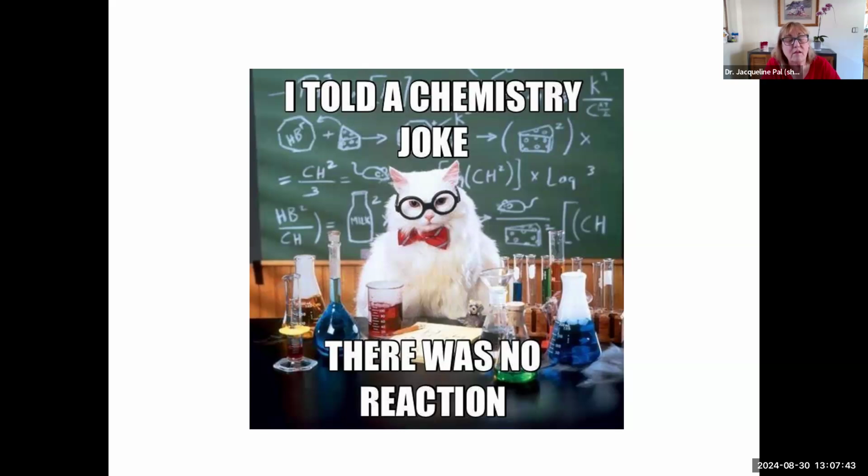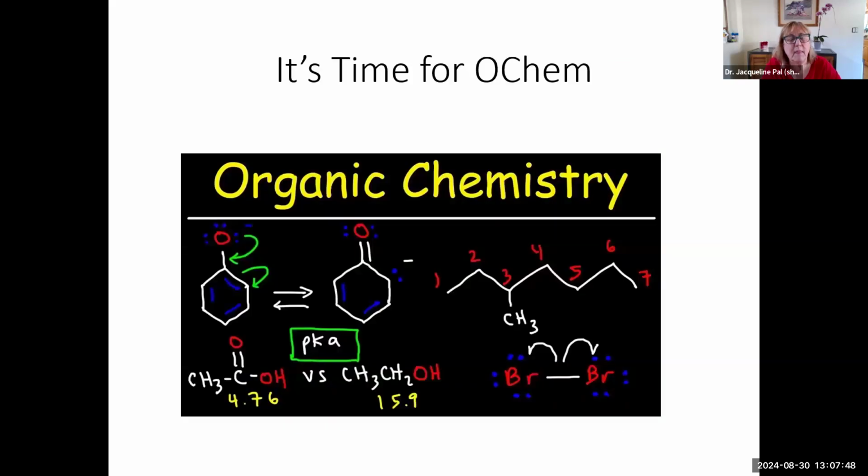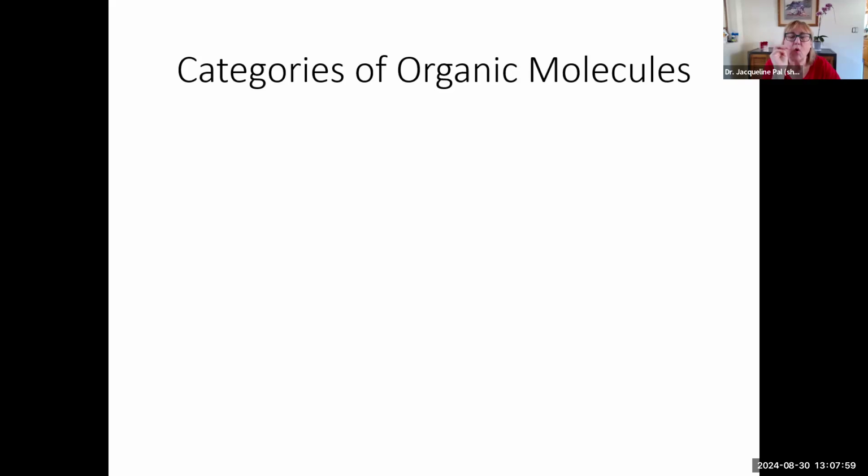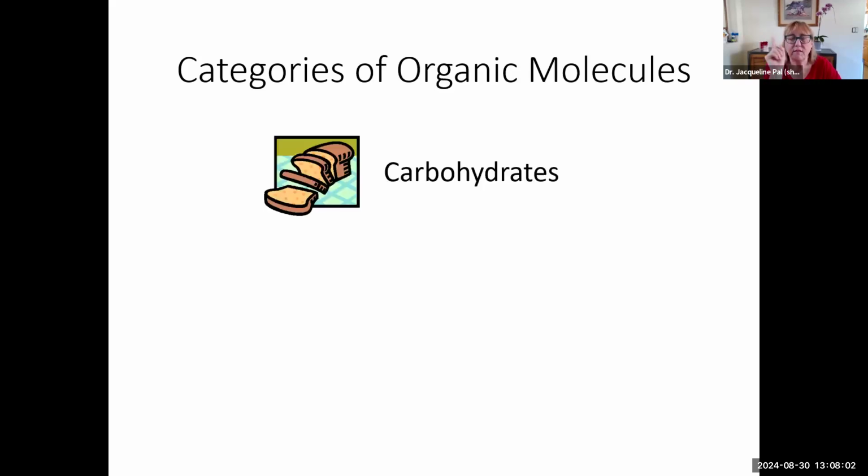So let's move on to those macromolecules. Did you figure out what the fourth one was yet? All right. It's time for some OChem. OChem stands for organic chemistry. There's four categories of organic molecules. Carbohydrates, I gave you. Lipids were the ones you were calling fats. Fats and oils together make up lipids. I will talk on a later video what the difference is between the two.